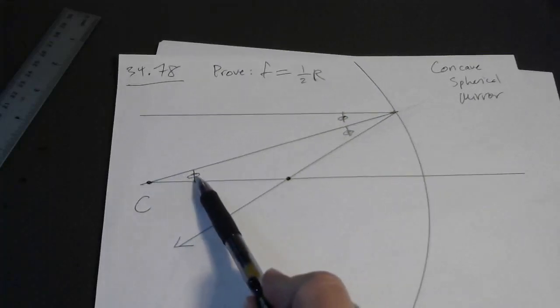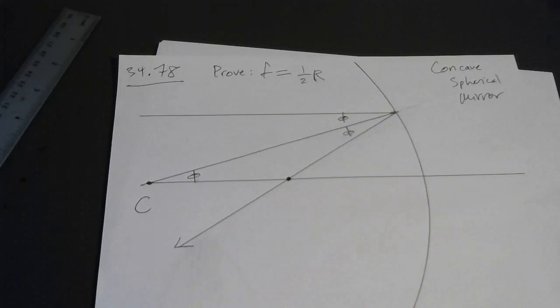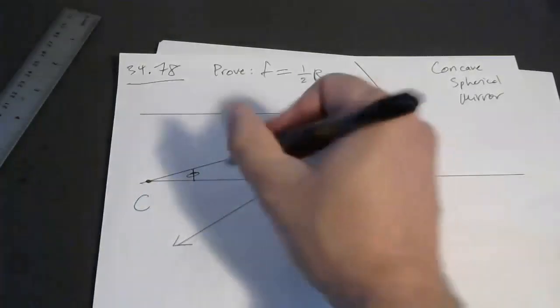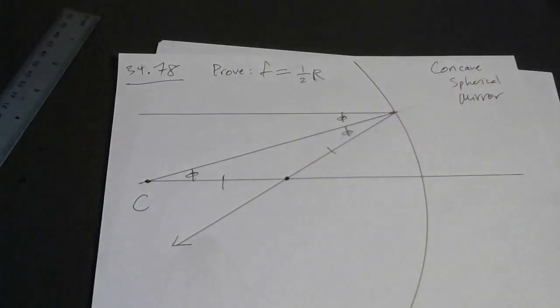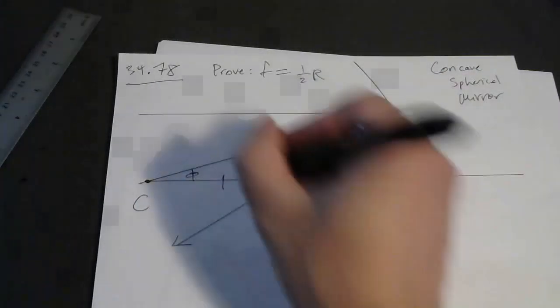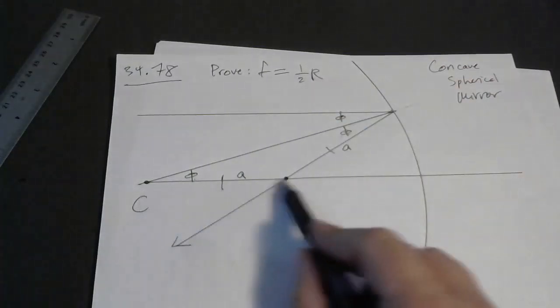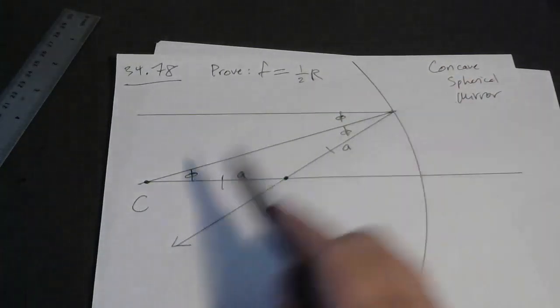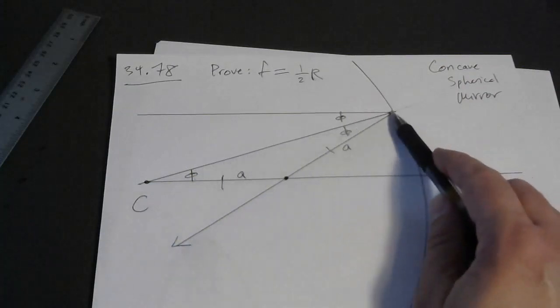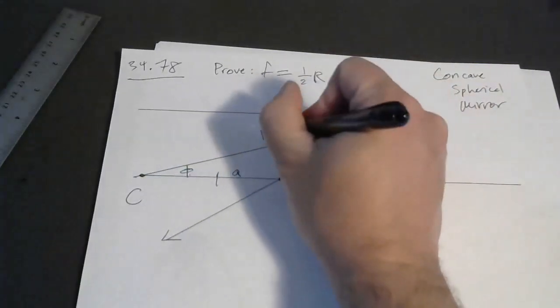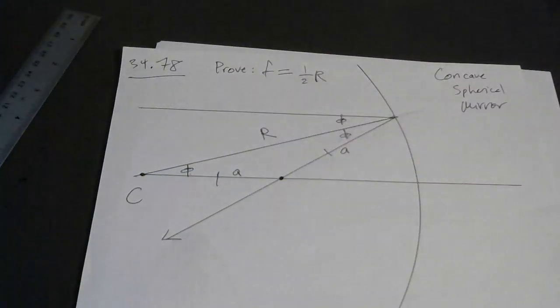Okay, if these two angles are the same, aren't we dealing with an isosceles triangle? That means this side has to equal this side. Those two sides are equal. How about we just call them A? Each of these sides will have a length A. Side length A, side length A. What is the length of this other side? The distance from the circle, which represents the spherical mirror, to the center of curvature. That would be the radius of the sphere.